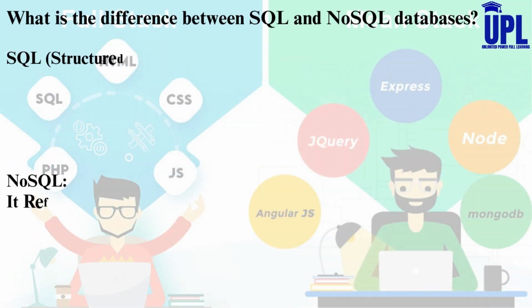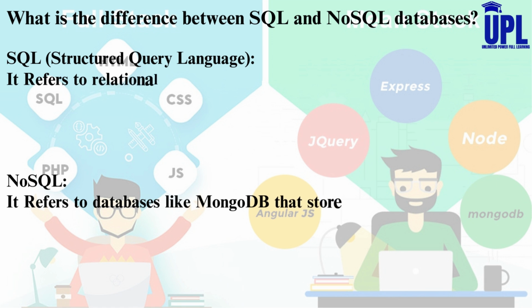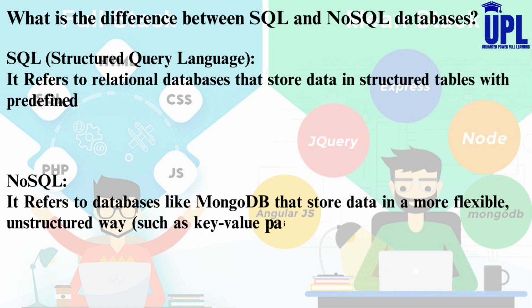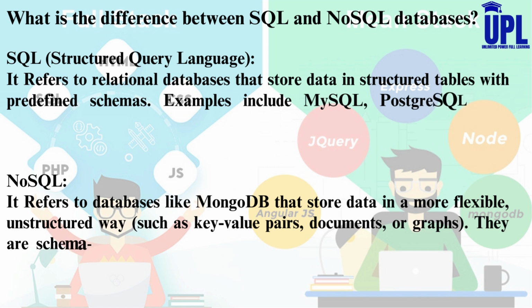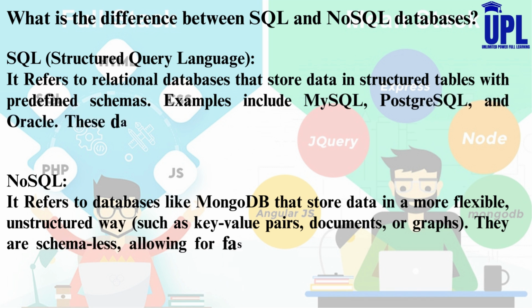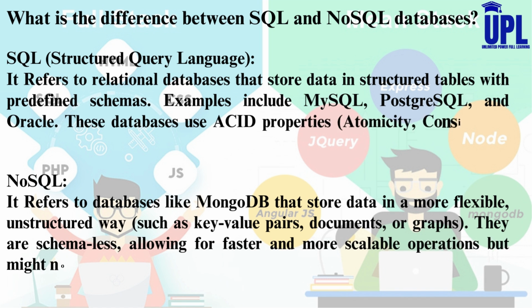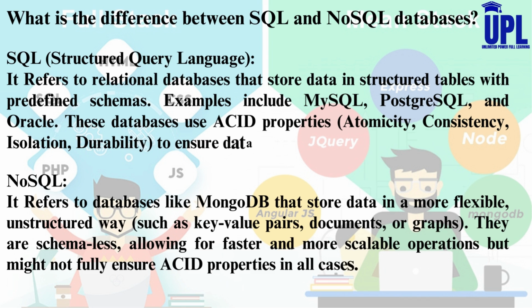What is the difference between SQL and NoSQL databases? SQL, Structured Query Language. It refers to relational databases that store data in structured tables with predefined schemas. Examples include MySQL, PostgreSQL, and Oracle. These databases use ACID properties, atomicity, consistency, isolation, durability, to ensure data integrity.